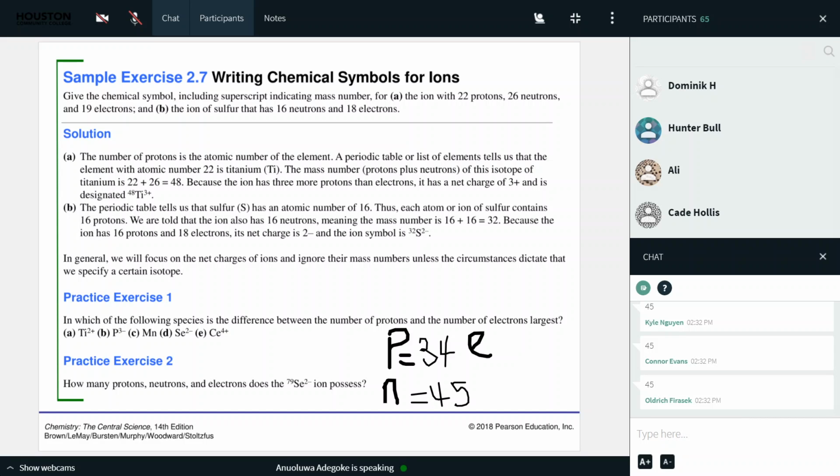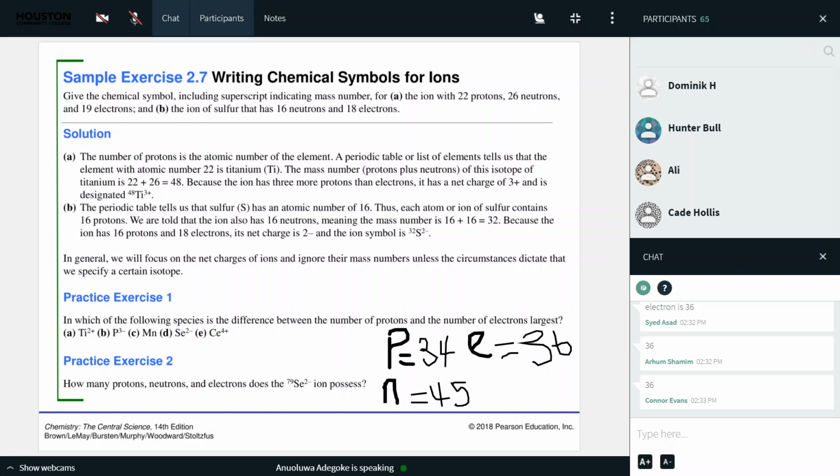Now, to find the electrons, remember that if this were a neutral selenium, then the protons would be equal to the electrons. But because this is an ion, an anion, and by the way, if it's negative, it's an anion. If it's positive, it's a cation. That was the question I asked in the discussion. Positive ions are called cations. Negative ions are called anions. So if it's an anion and it has 2 minus, that means we add 2 electrons to the protons. So the electrons will be 36. Yes, it's correct.